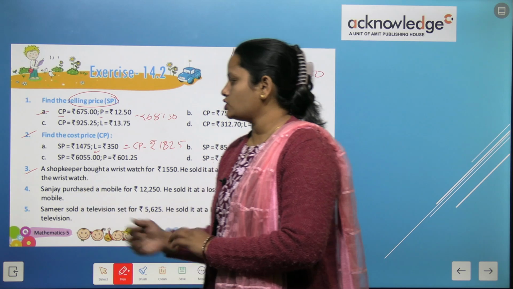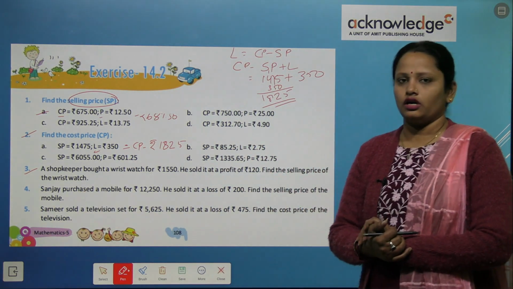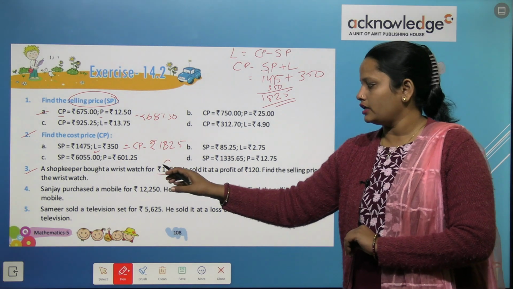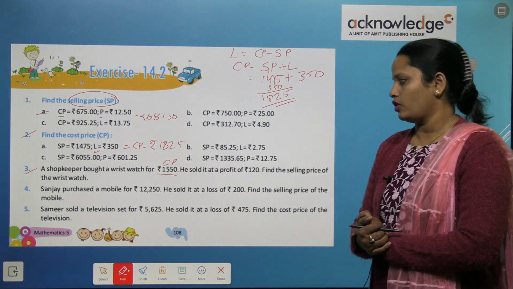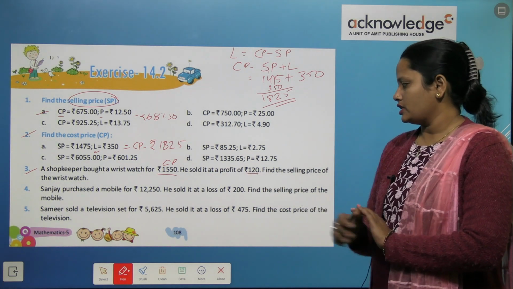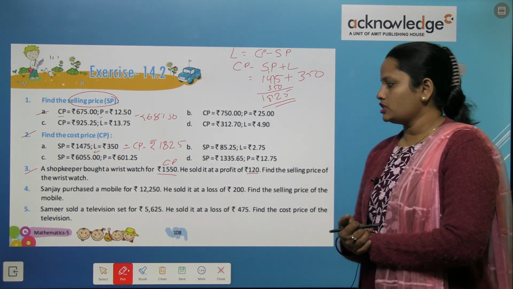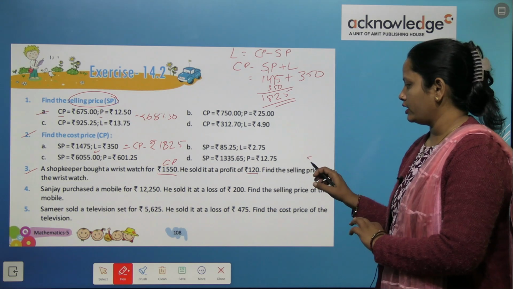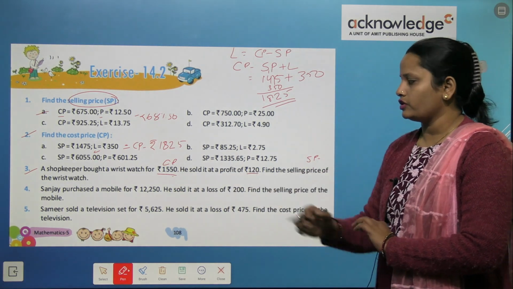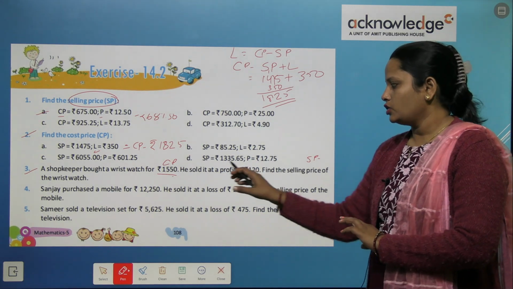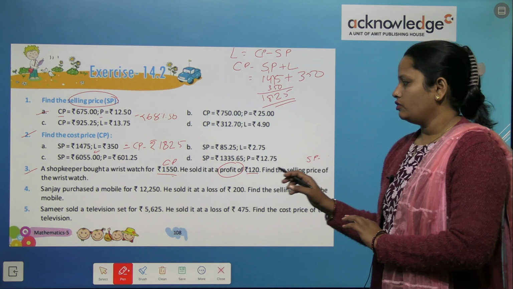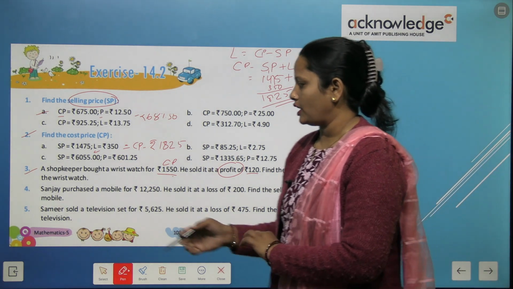Now the next question is, a shopkeeper bought a wristwatch for this much rupees. Shopkeeper का ये cost price यहाँ पे दिया हुआ है watch का. He sold it at profit of this much rupees. Find the selling price. So in this what we have to do children? We have to find the selling price. तो यहाँ पे हम cost price और इस profit को हम add कर देंगे क्योंकि यहाँ profit है, so it will be added. So we will get the selling price.